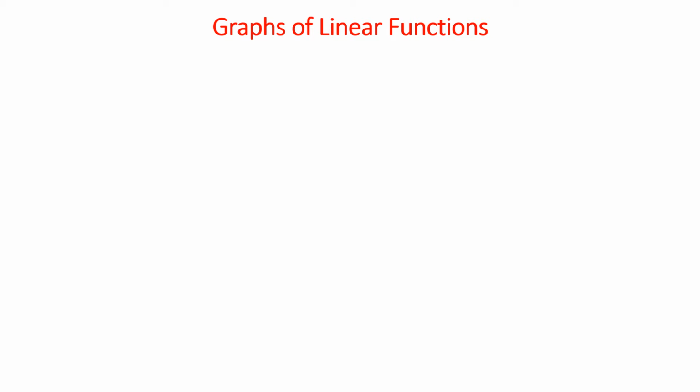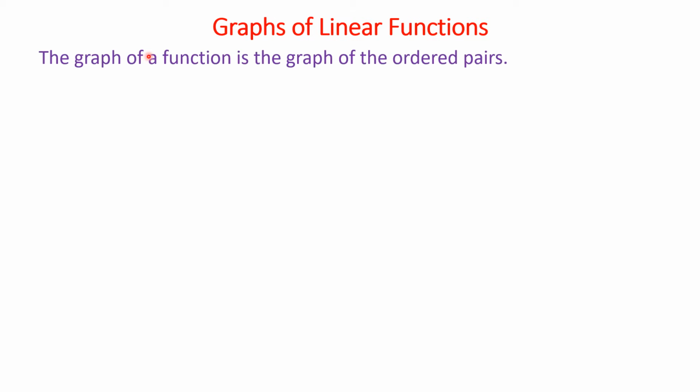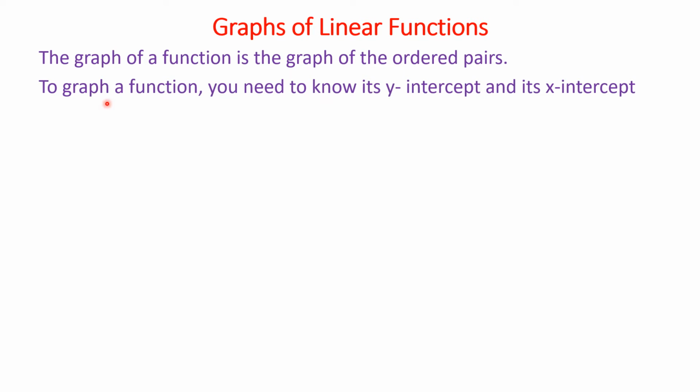Okay, we're going to go ahead and look at graphs of linear functions. Linear functions are straight lines. The graph of a function is the graph of the ordered pairs. To graph a function, you need to know its y-intercept and its x-intercept. By y-intercept, we mean where the graph crosses the y-axis, and by x-intercept, we mean where the graph crosses the x-axis.